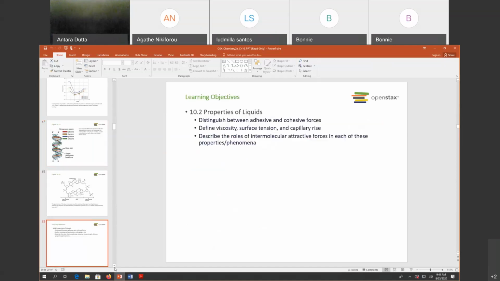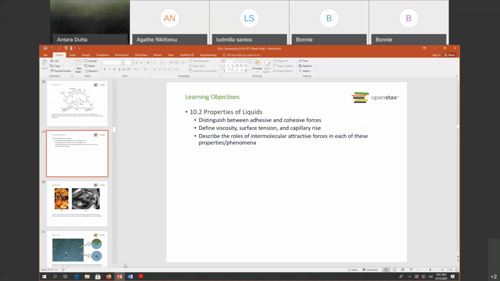Okay, so I will just briefly discuss the properties of liquid. There are different properties like viscosity, surface tension, and capillary rise. These properties depend on the intermolecular forces. So viscosity is the liquid's resistance to flow, right? The more viscous the liquid, the thicker it is, you can say. Like honey is very viscous because the molecules are highly connected by hydrogen bonding. There are a lot of OH bonds.